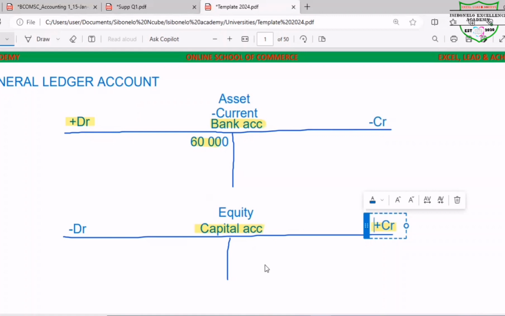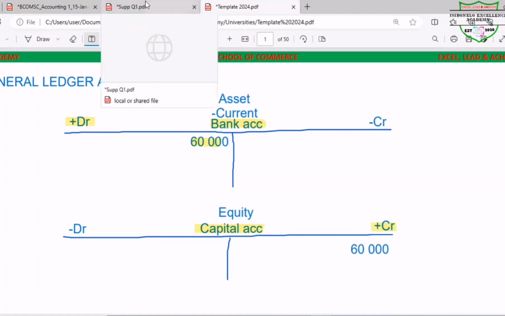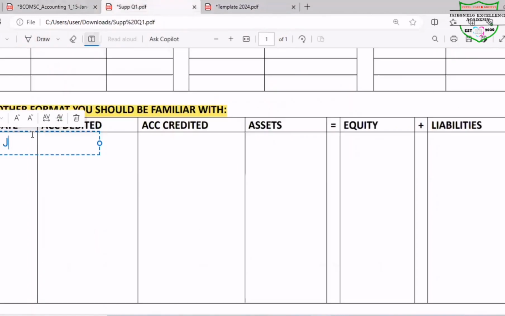So it's double entry principle, meaning the capital account will be credited 60,000. So this 60,000 will be reflected on the credit side of the capital account, which is an equity. So now let us show the effect in the equation. So the first transaction took place on the 1st of July 2023.